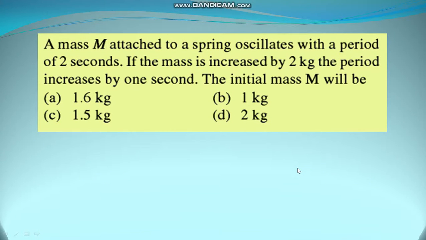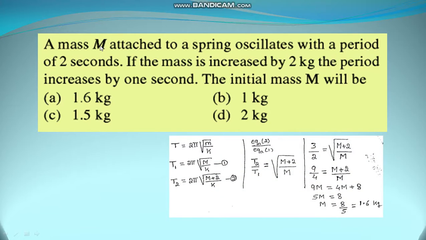Let us solve some problems here. A mass m attached to a spring oscillates with a period of 2 seconds. Next, if mass is increased by 2 kg, so this is second case, the period increases by 1 second. We have to find out the value of the initial mass m here. Two cases are there, analyze that.